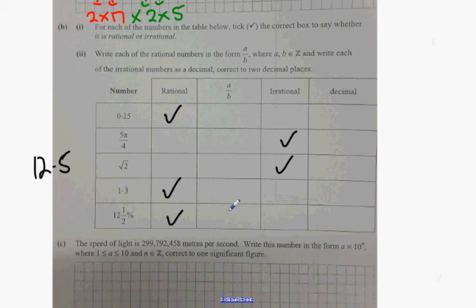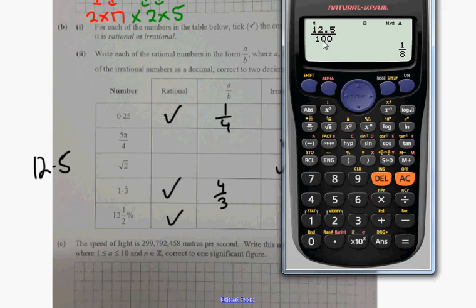Now what does it want me to do next? Write each of the rational numbers as a fraction, and write the irrational numbers as a decimal. So that's a quarter. That's 4 over 3, because it's 1 1/3. And this one here, I just did in my calculator a second ago, 12.5 divided by 100 is 1 over 8.